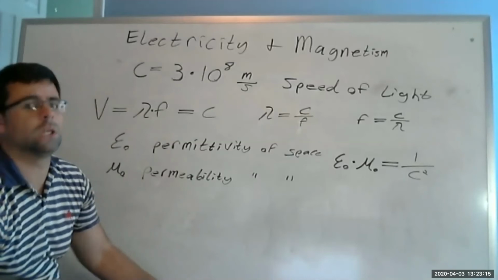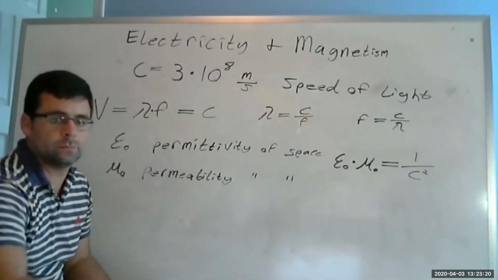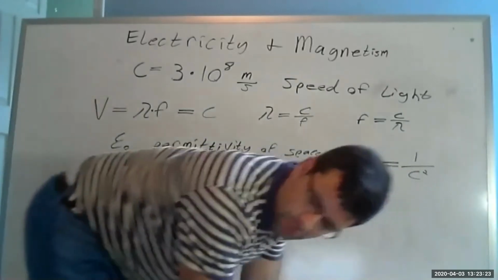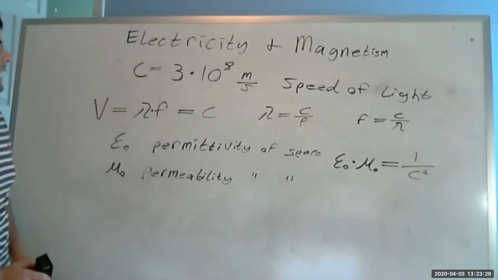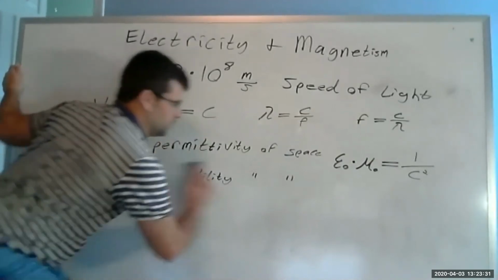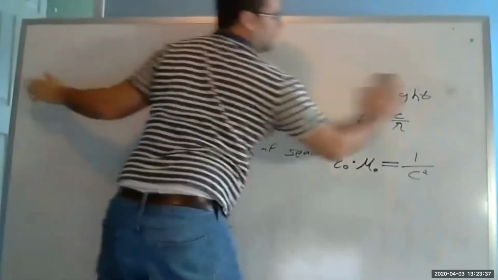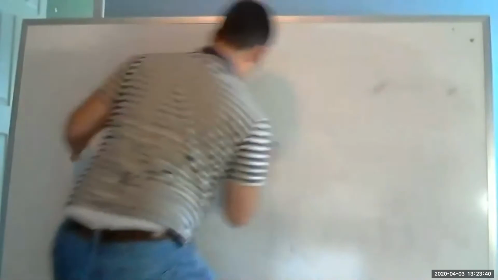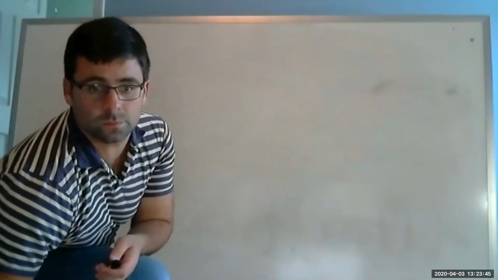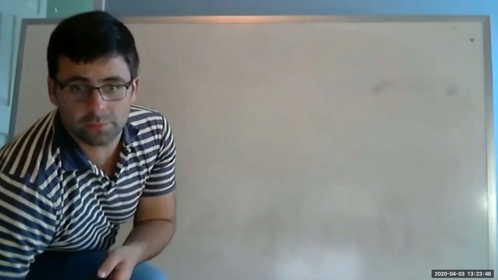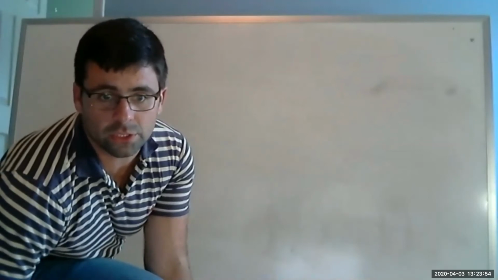So we have this little relationship, c equals lambda f. That means that every frequency of light has a specific wavelength and vice versa. We're going to see what that means. So I'm just going to share this picture.